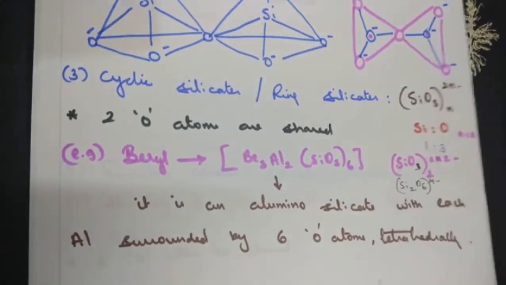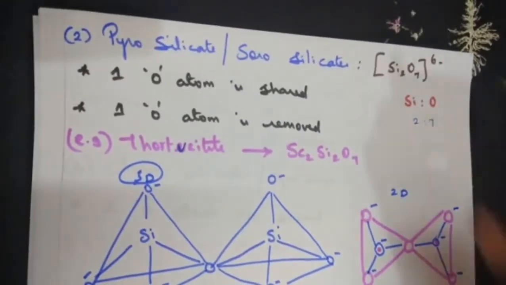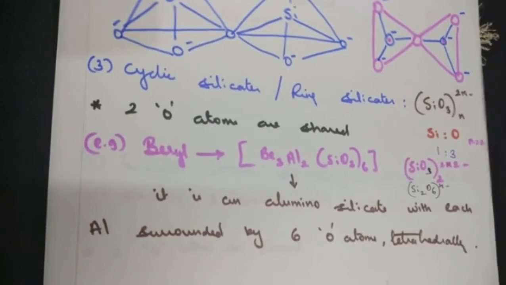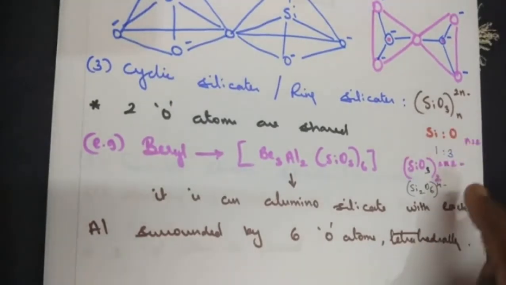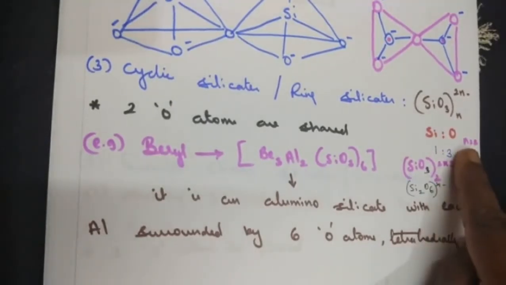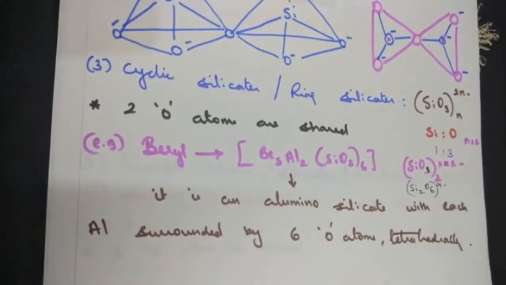Now in case of orthosilicate and pyrosilicate, we have a charge on them. Here the charge is minus 6. Orthosilicate charge is minus 4. In this case, depending on the number of units we are linking, the charge will differ.